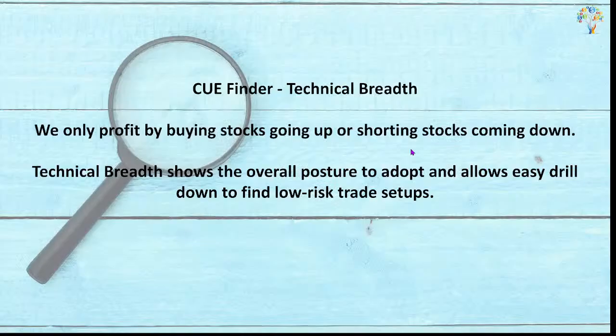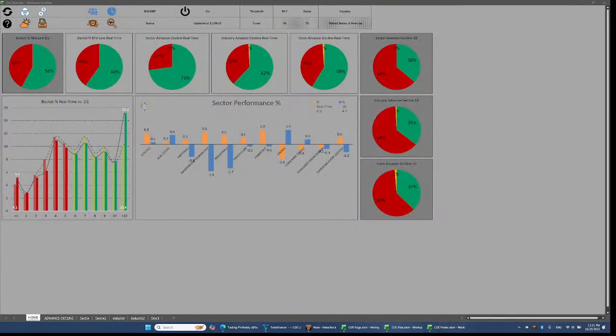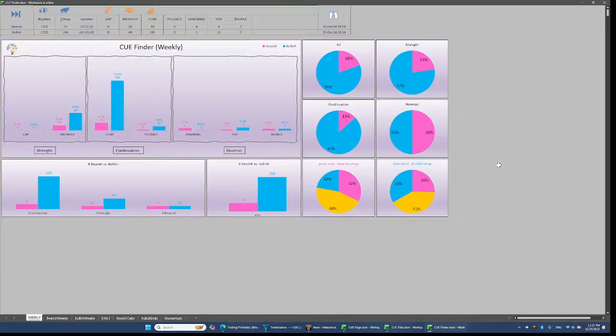Let's continue with Q Finder technical breadth. We only profit by buying stocks going up or shorting stocks coming down for directional trades. Most of my trades and Q trades are directional trades. Technical breadth shows the overall posture to adopt and allows easy drill down to find low risk trade setups. Weekly technical breadth is overall bullish, though the reversals are mixed. So the stock market is at a very high price level as far as ETFs are concerned. Not all stocks are at a high price level, but ETFs are at a very high price level.